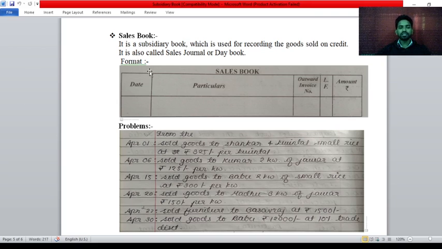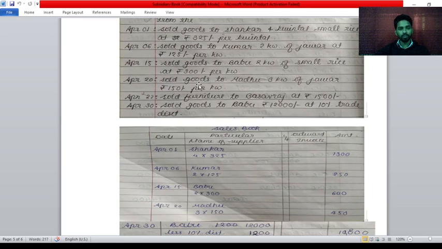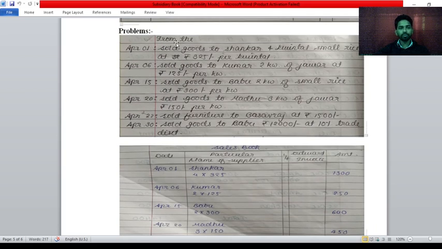Now see, this is the format of the sales book: the date column, particulars column, outward invoice column, LF column, and the amount column. Like this we have to draw the format. Now we will see one more problem on that. Problem number 1.